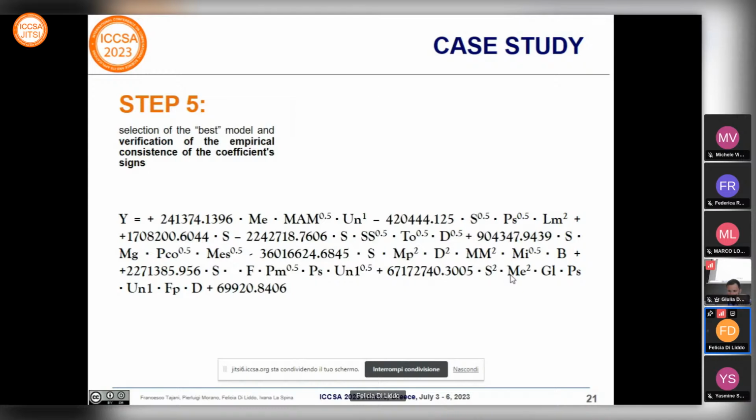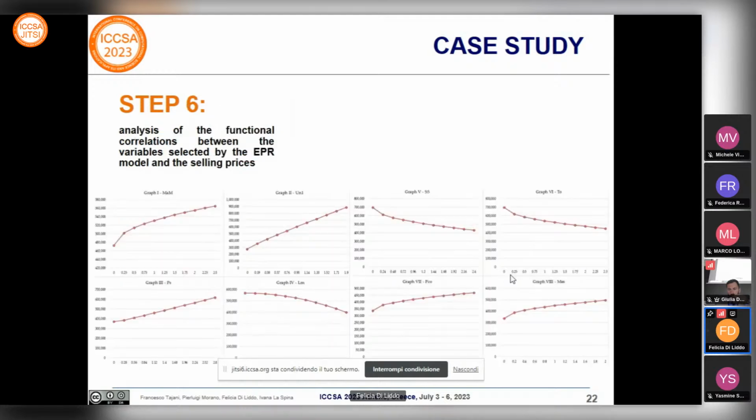In the case, among the 46 variables selected for the study, 20 factors have been included in the model generated by the technique as considered influencing in the housing prices formation processes in the Esquilino district. All expected functional correlations between the variables and the total selling prices have been confirmed by those generated by the model, as the empirical consistency of the coefficient signs of the selected factors with the dependent variable of the selling price has been verified.